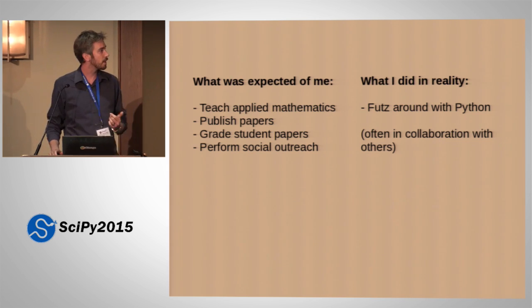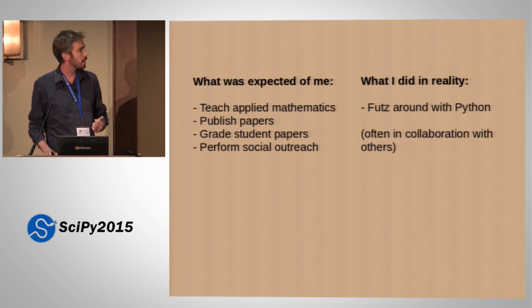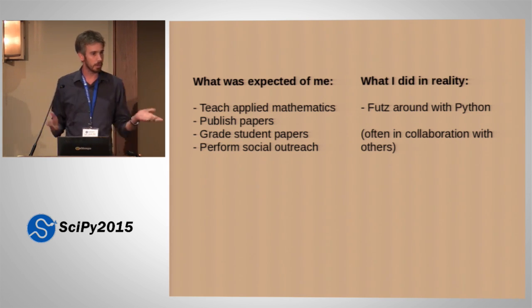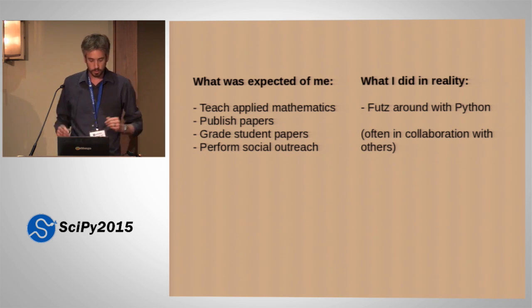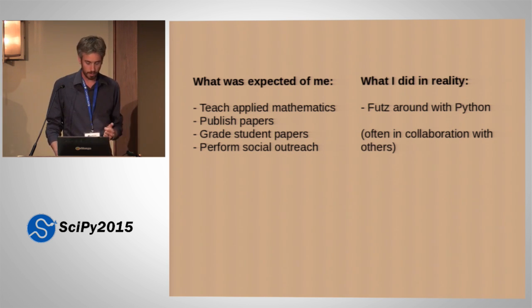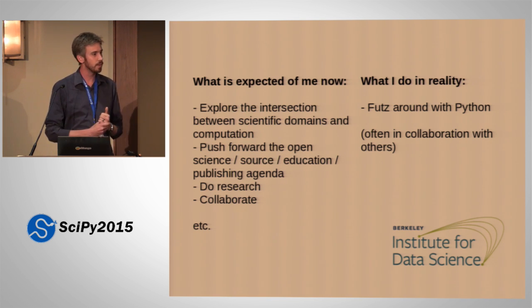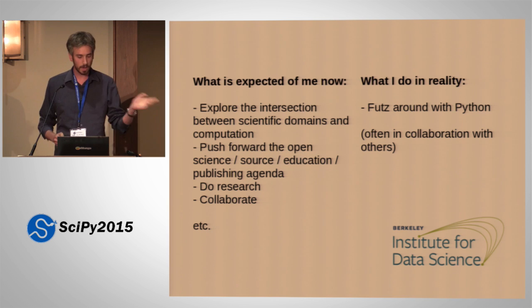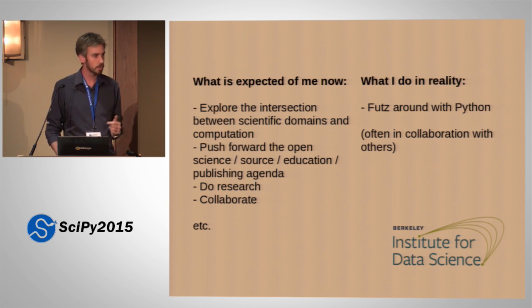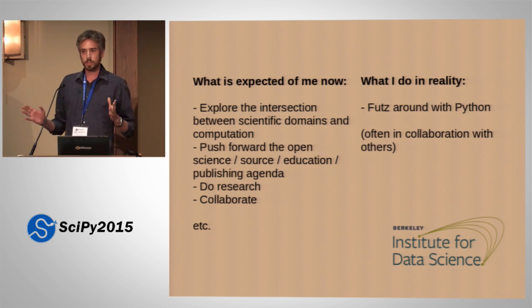I was a lecturer in applied mathematics. I was supposed to teach applied math, publish papers, grade student papers, and perform social outreach. And of course, all the time I was futzing around with Python, to my little credit, often in collaboration with others. Then I took this job at BIDS, and now I've got a much better job description. I get to explore the intersection between scientific domains and computation, push forward the open science, education, publishing agenda, do research, collaborate, etc. But mainly I'm still futzing around in Python, often in collaboration with others. So, that was quite disruptive in my life.